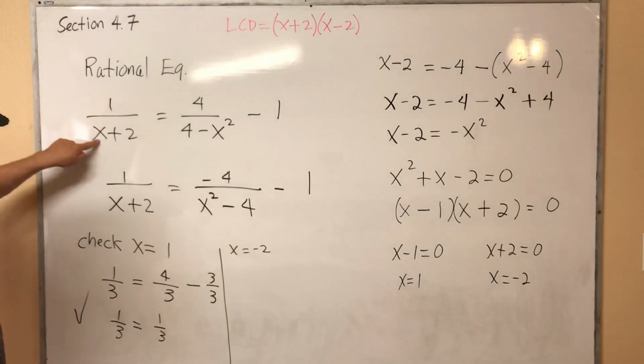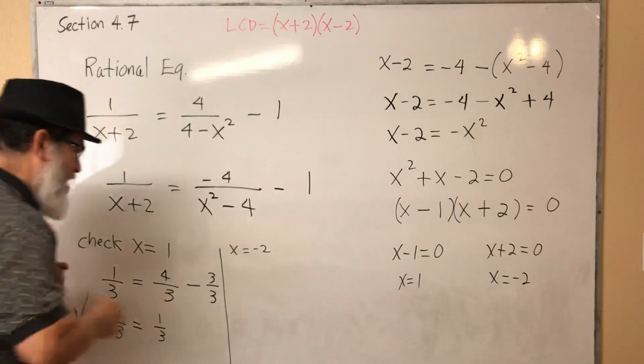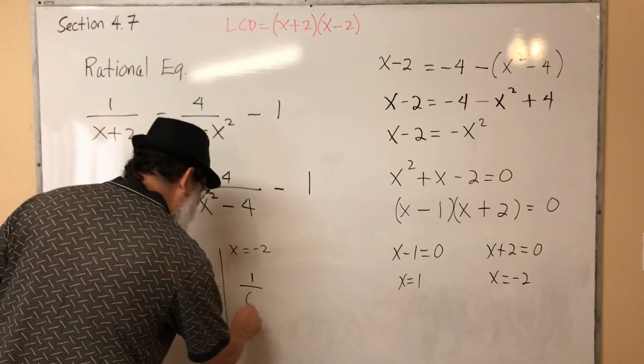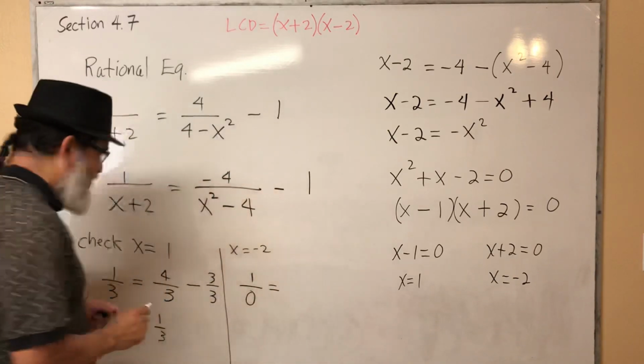1 over negative 2 plus 2. Hey, 1 over 0 equals 2.